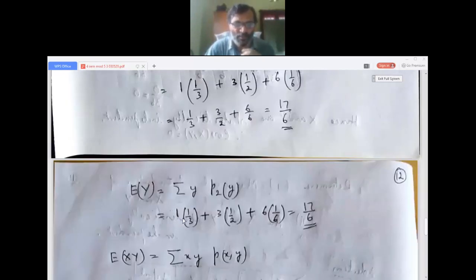Here again, the same way as before, 2 by 6, that is 2. Here 3 into 3, 9. 2 plus 9 is 11, 11 plus 6 is 17. So 17 by 6. Hope it is clear.